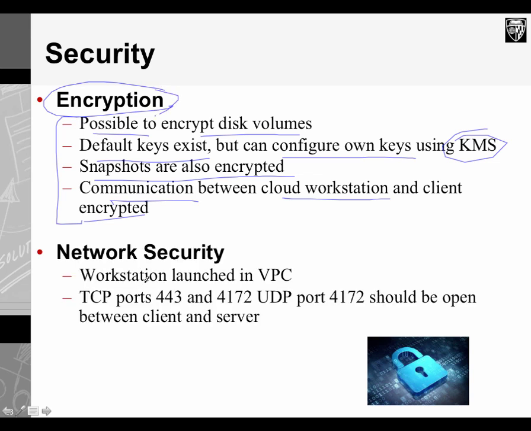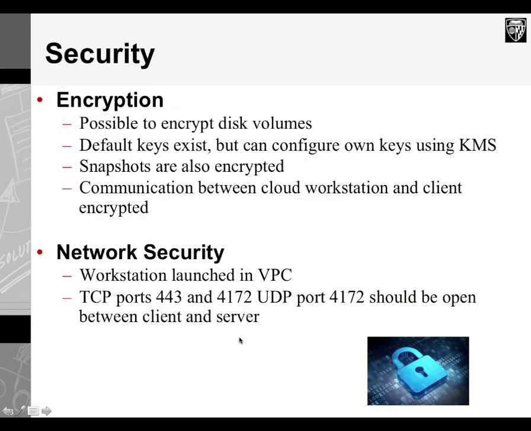In terms of network security, the workstation is launched in a VPC. It's always launched in a VPC. TCP ports 443 and 4172 should be open, and UDP port 4172 should be open between the client and the server. The UDP port is what is used for rendering images. And the TCP port, HTTPS, is really your normal HTTPS port.